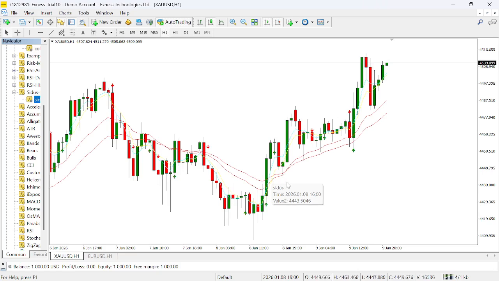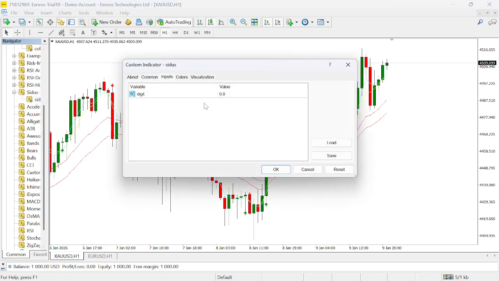On the MT4 chart, when the faster moving average crosses above the slower one and the RSI confirms upward momentum, the Sidus indicator generates a buy signal, usually marked by a blue arrow or a green arrow in this case. For a sell signal, the fast moving average must cross below the slow one and the RSI needs to support downward movement, typically displayed with a red arrow, as you can see over here and over here as well. These visual cues appear directly on the chart, giving traders clear entry points without having to analyze too many different charts or tools. As for the settings, let's take a look.